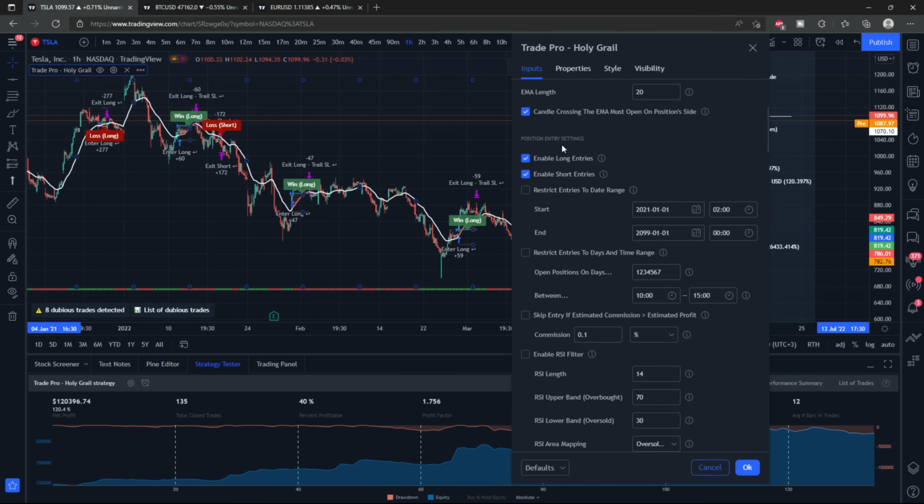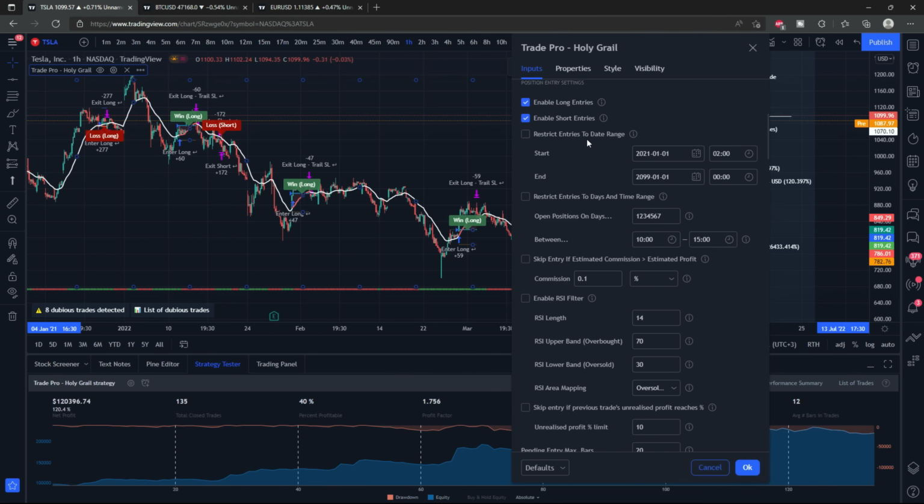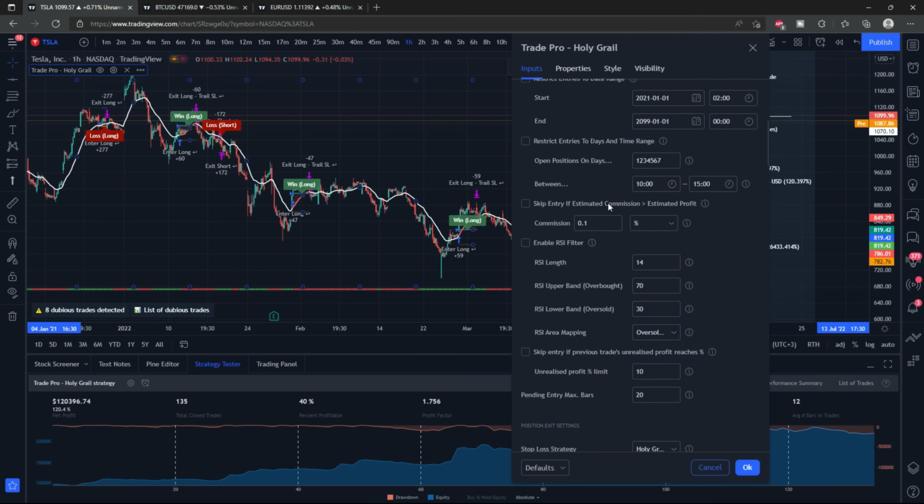Now down here, we have a bunch of the standard things that we see on all of the scripts, so I'm not going to go into detail on all of these. I'll just quickly skim through. You can change if you want to enable both long and short entries or just one of the two. Restrict entries to a certain date range, restrict entries to days and time range, so certain days and certain times of day throughout the week.